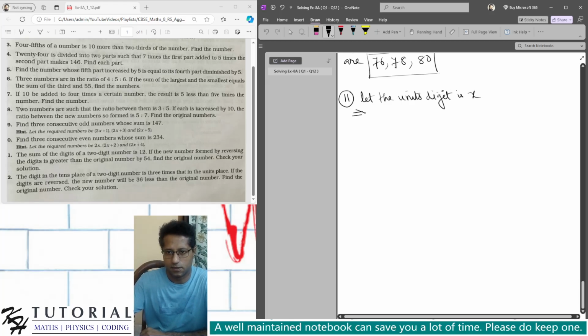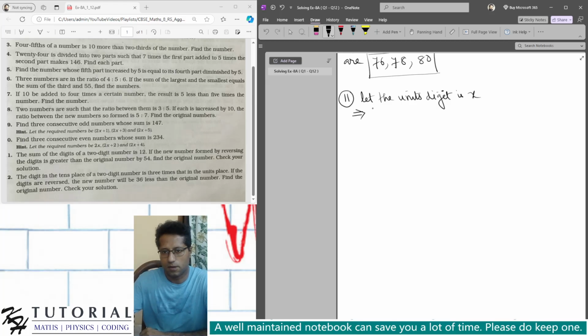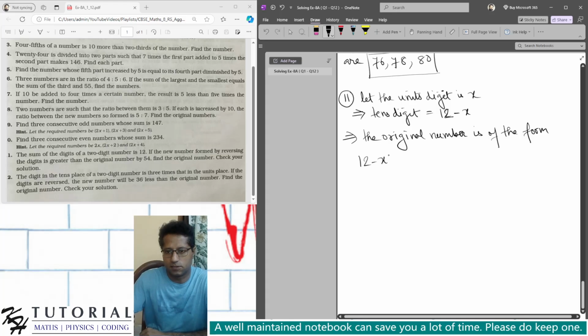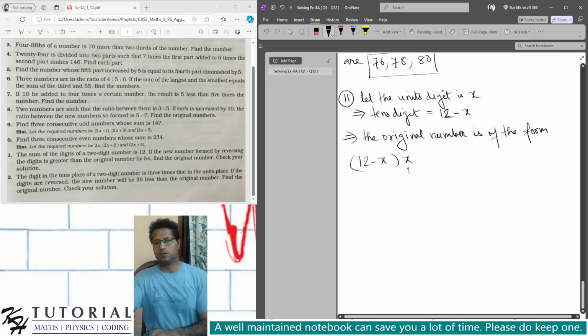So this implies, since it is given that the sum of the digits of a two-digit number is 12, that the tens digit is equal to 12 minus x. 12 minus x is the tens digit. Hence, this implies the original number is of the form 12 minus x and x. So x is the units digit, and 12 minus x is the tens digit. So this is the original number.